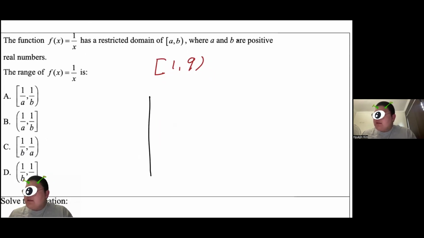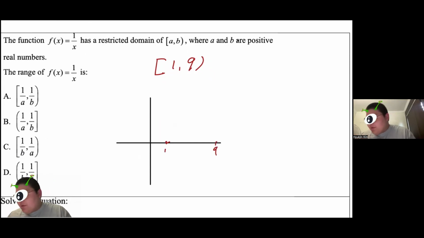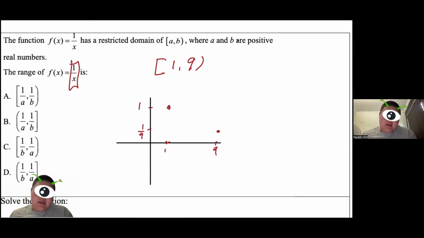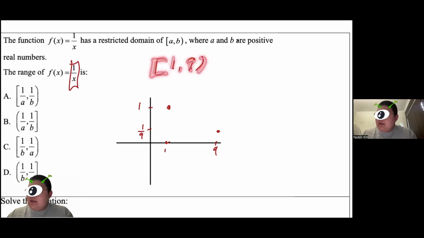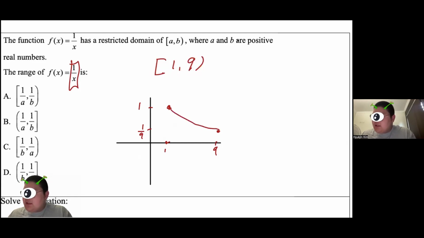If I have x equals 1 and 9, and these are my two values, my reciprocal function, which is 1 over x, will look a bit like this. It's going to be 1 over 1, which means my y value is going to be 1, and then it's going to be at 1 over 9, because if x is 9, then y is 1 over x. And my domain is restricted from 1 to 9. This means my function can only go from here to here.